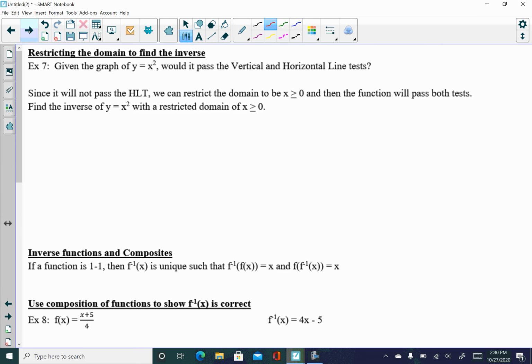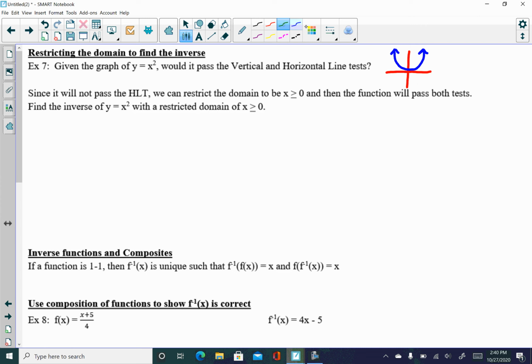It's just talking about a domain restriction. So here on example 7, they say, given the graph of y equals x squared, they want to know if it would pass the vertical and horizontal line tests. So we could crank out that graph for ourselves. Here's the graph of y equals x squared. It would definitely pass the vertical line test. Anytime I drew a vertical line, it would always pass.